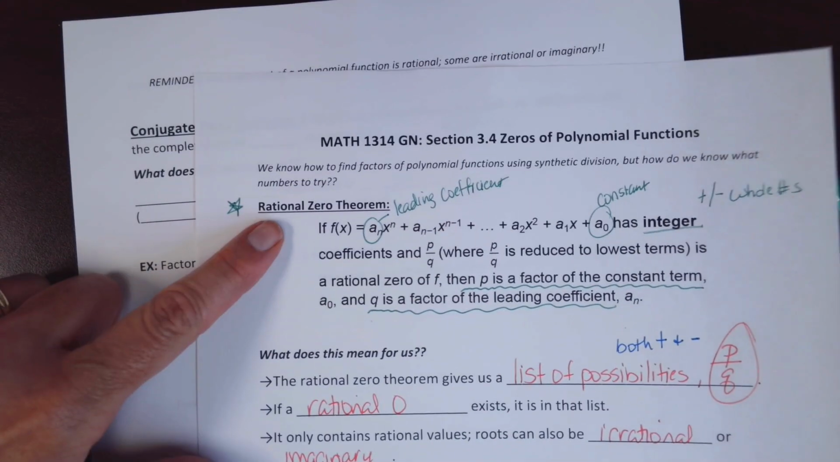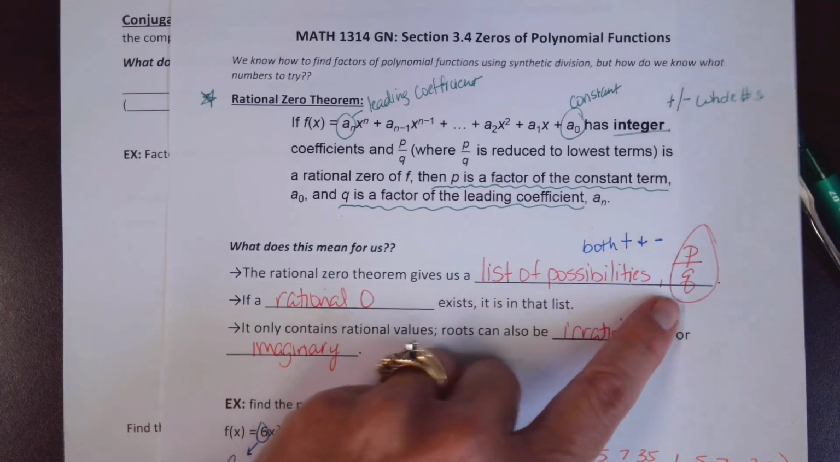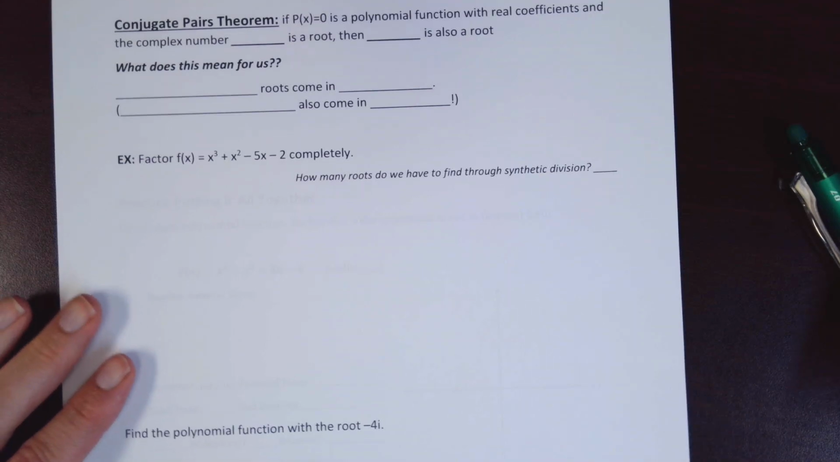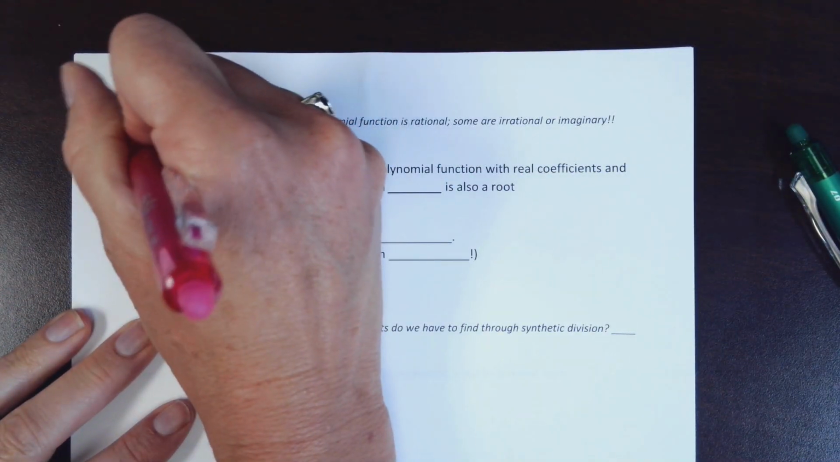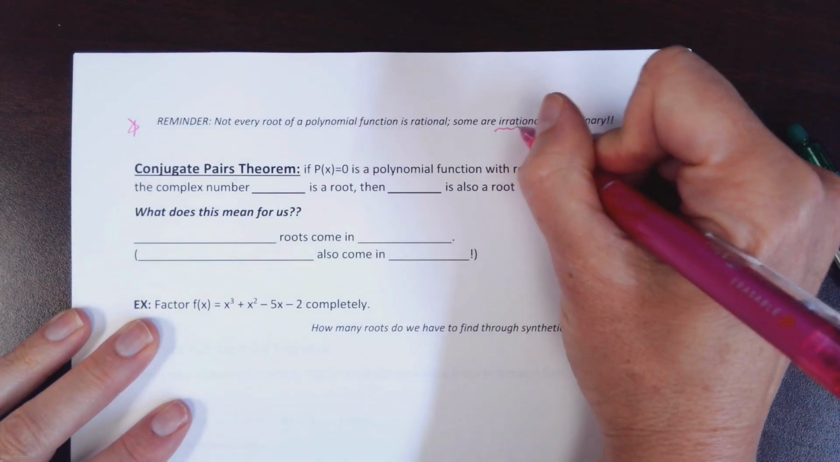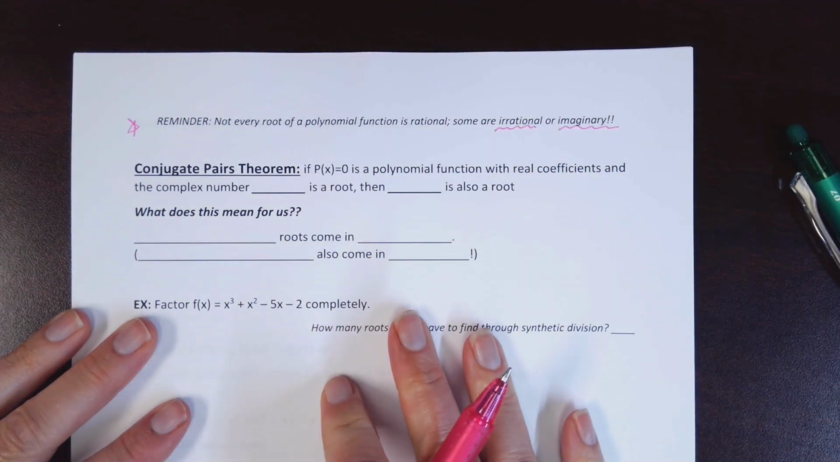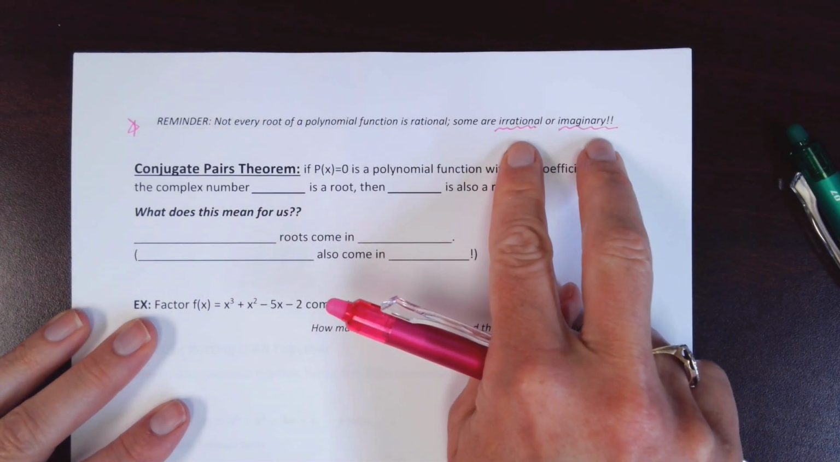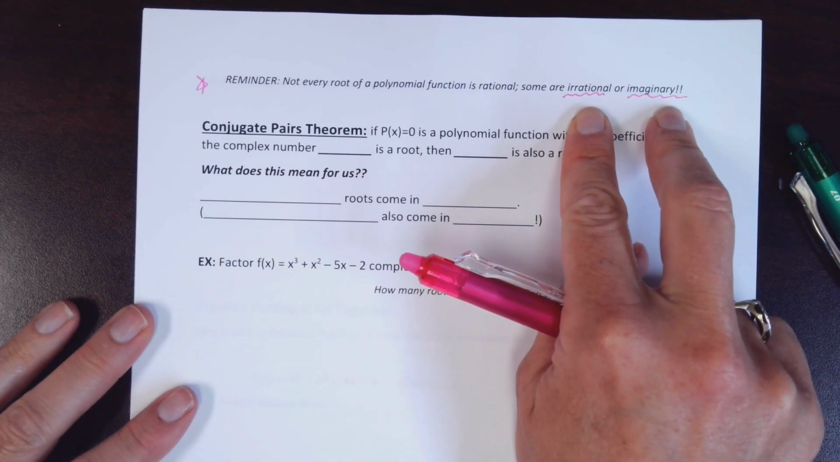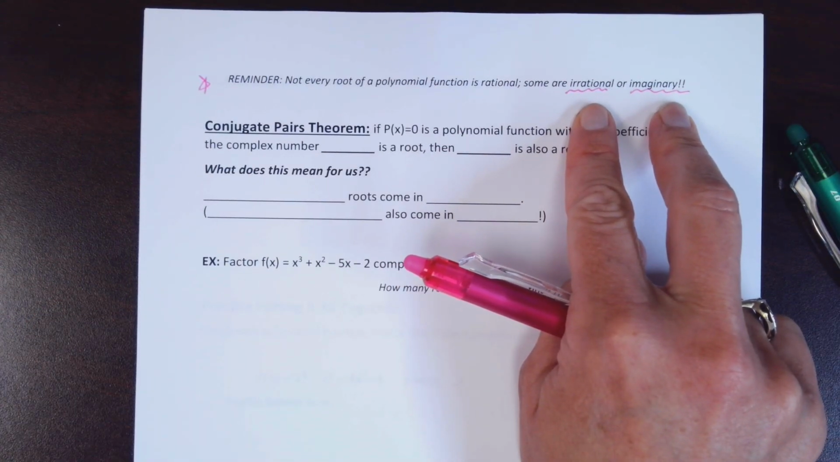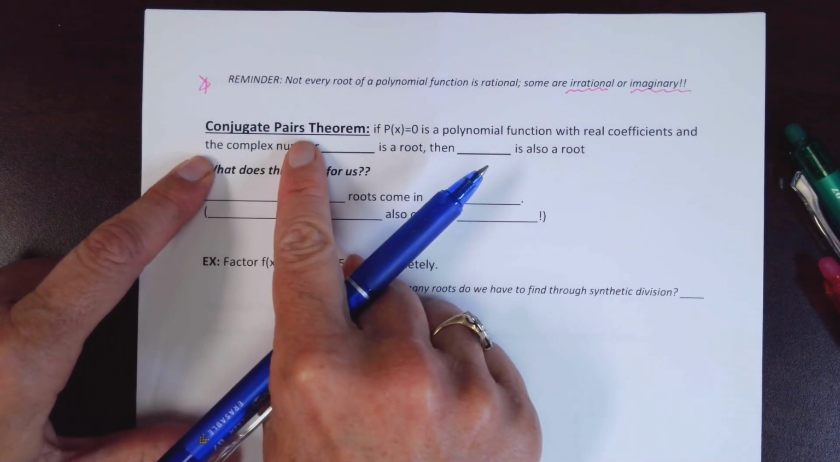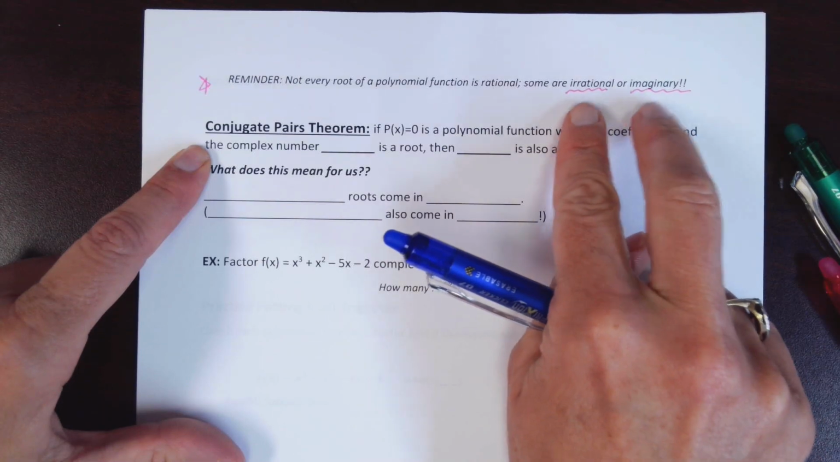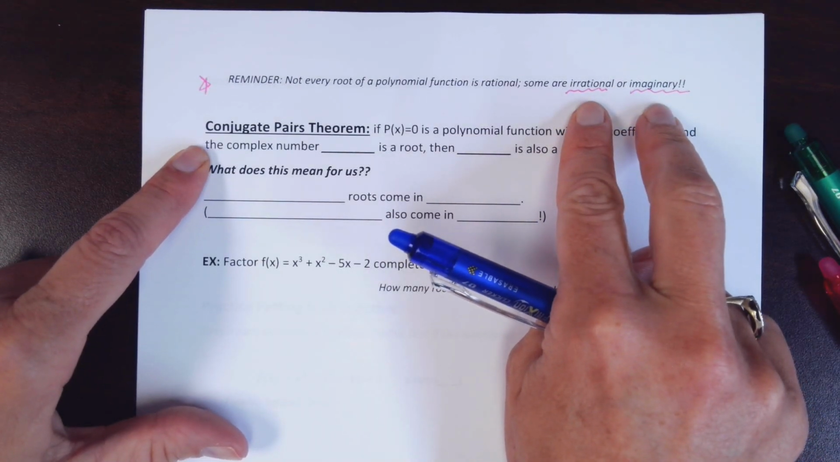That's my rational zero theorem, finding my list of possibilities, p over q. Remember, not every root of a polynomial function is rational. Some are irrational, some are imaginary. These values don't show up in my list of possibilities. What about these irrational and imaginary roots? Do we know anything about them? I'm so glad you asked. Yes, we do. Our conjugate pairs theorem applies to our irrational and imaginary roots.